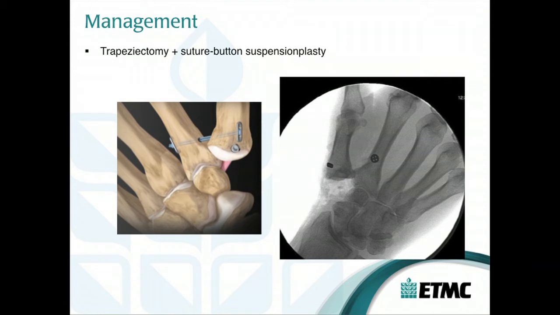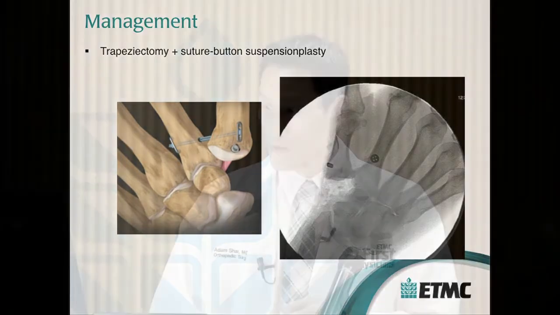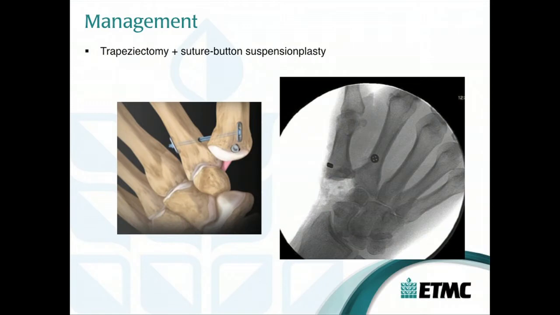Another treatment is called trapeziectomy and suture button suspensionplasty. And what this consists of is you remove the bone, but instead of working with tendons and making drill holes, you actually take this suture button and make a hole from the base of the thumb metacarpal here to the adjacent finger. So this is the index finger metacarpal.